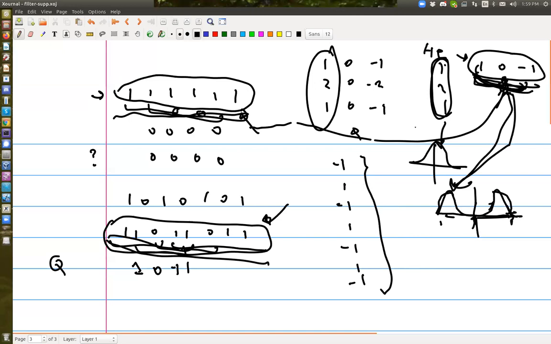Yes, it will be all zeros again. Right? I take these three values and do a dot product. This one will be minus one plus two minus one, which is zero. Then the second one is one minus two plus one, which is again zero. So I will get all zeros again. So you see this high frequency component is not able to pass through this filter here.